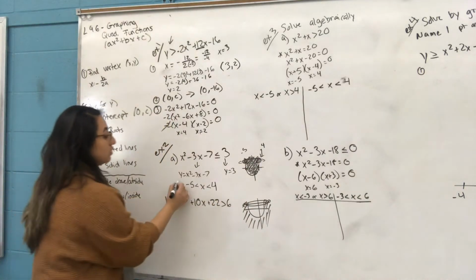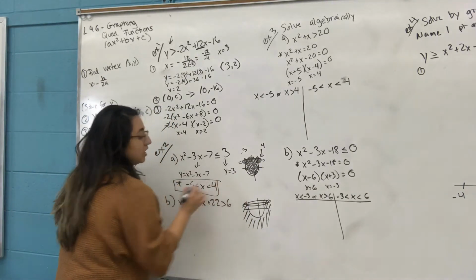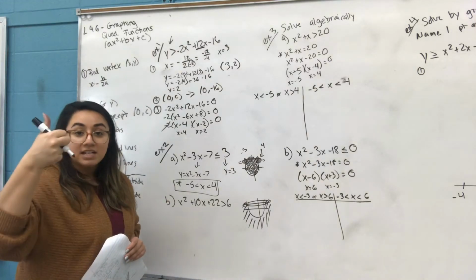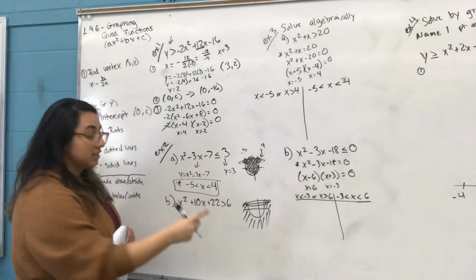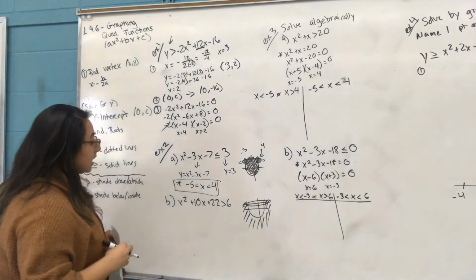So then you have these inequalities. With parabolas, when you're solving for it, you're getting the compound inequality. Remember the and inequality and the or inequality. This is considered the and inequality. Next one is this one.